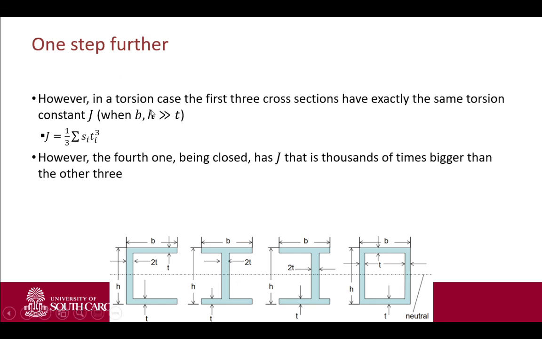Now if you compare this to a torsional case, the first three will be considered open sections. Therefore, the torsional rigidity is calculated by 1/3 of the integral of t cubed ds. The fourth can be considered a closed section. When we compare these two, suddenly our fourth section will yield much better results than our previous cross sections.